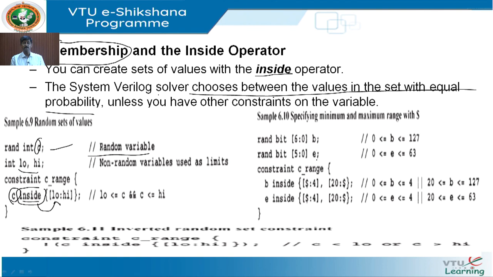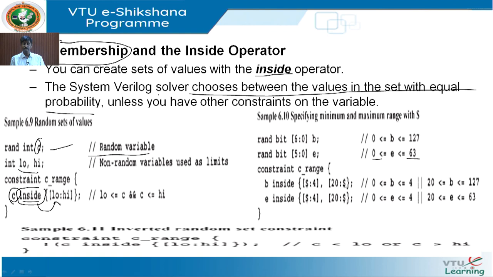Similarly, e will be a rand variable which varies from 0 to 5. So e will take values from 0 to 2 to the power of 5. That is the range I am defining. Constraint c, b inside $, I am defining. The dollar can be 0, 1, 2, 3, anything. Its default value is 0.